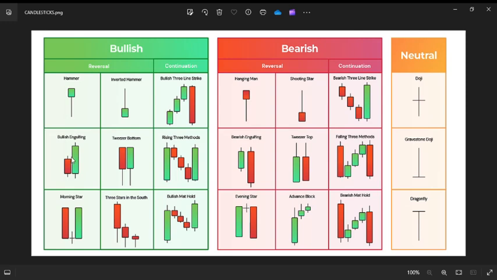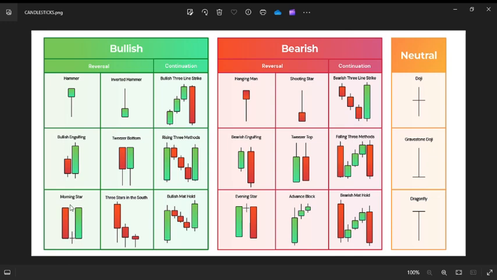The next one is the bullish engulfing candlestick. The bullish engulfing candlestick usually forms at the end of a downtrend. The bullish candlestick engulfs the previous bearish candlestick. Sometimes it can engulf the second and third candlesticks, which indicates that the buyers have taken control of the market and the market is about to move to an upside.